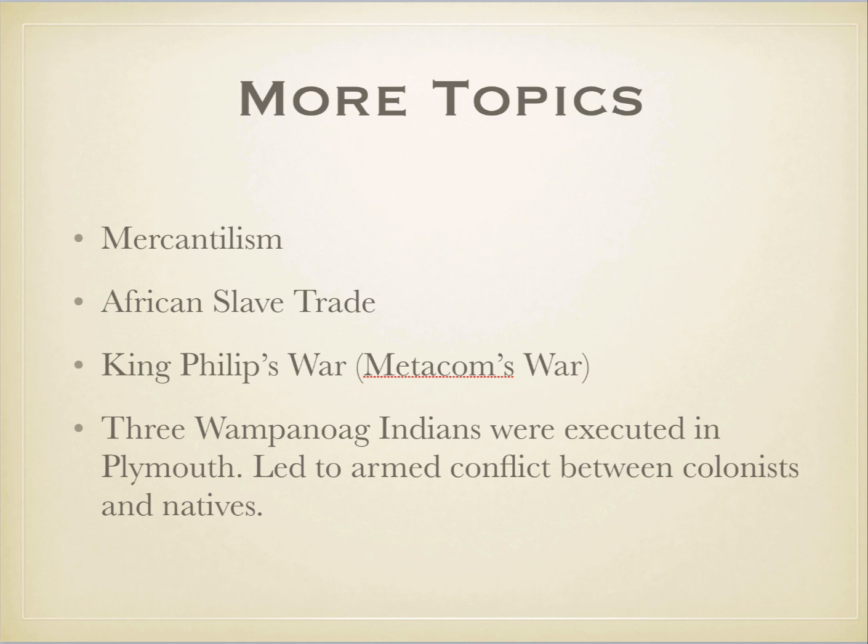King Philip's War, sometimes called Metacom's War, is when three Wampanoag Indians were executed in Plymouth. And they responded by killing some of the New England colonists, and this led to a very violent confrontation. It's difficult to get the exact number of people who were killed, but it is very, very devastating. So there you have it.